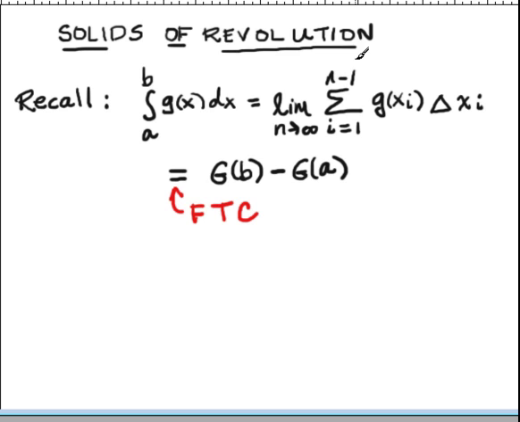Solids of revolution are certain solids that are formed by revolving an area around usually either the x-axis or the y-axis.